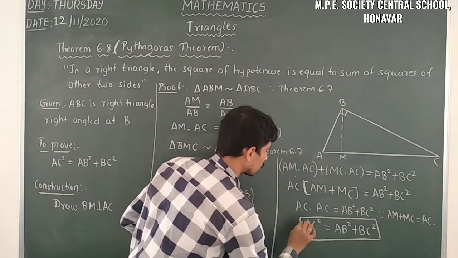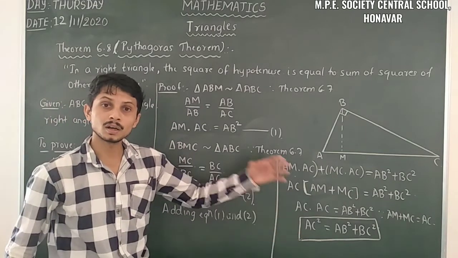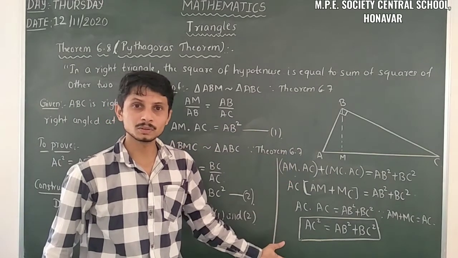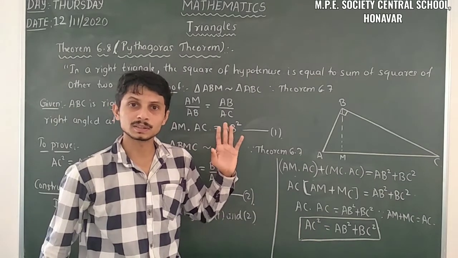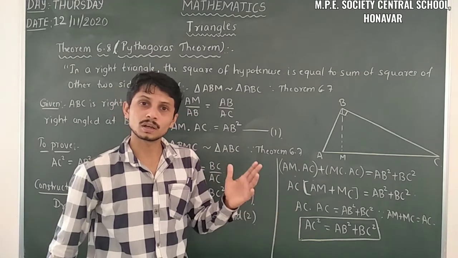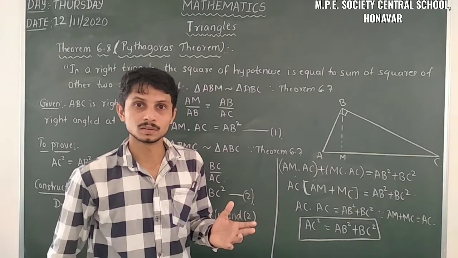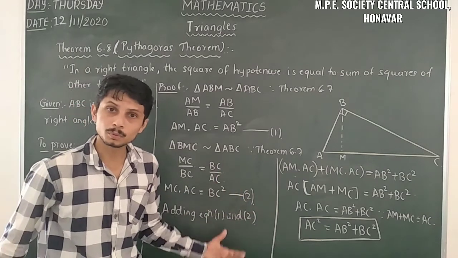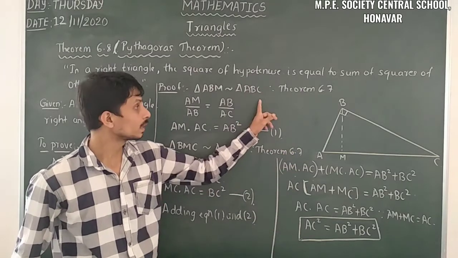We have our required formula. We can use this formula to calculate many problems. It is a very famous formula from the Pythagoras theorem, and we use it in many situations. I hope you understood that. So here we have proved this formula with the help of theorem 6.7.